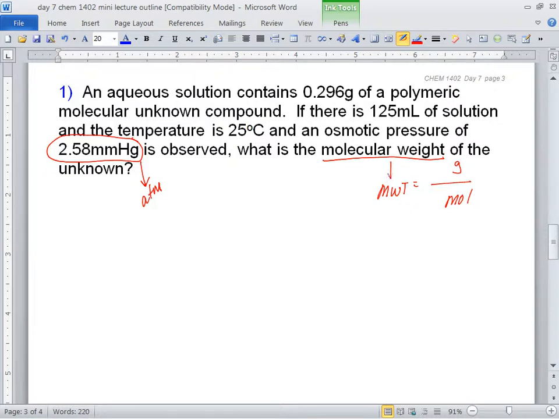How are you going to get the grams? We don't know molar mass. That's what we're trying to find. Does anybody see it? How do you get the grams?